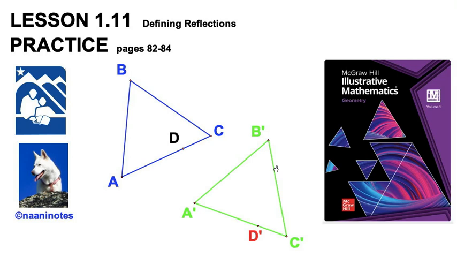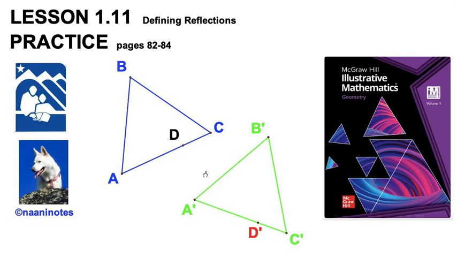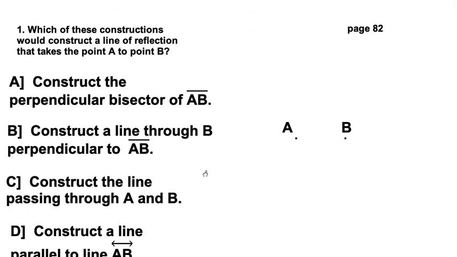Here we are with the practice exercises for our lesson 11.1, defining reflections, on pages 82 through 84 in your McGraw-Hill Illustrative Mathematics textbook. Ironically, we've got rotation pictured here, but that's also in the exercise. Let's get to it. Ready? First one.